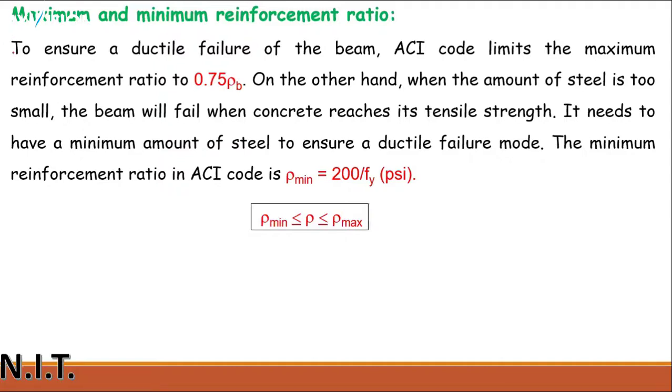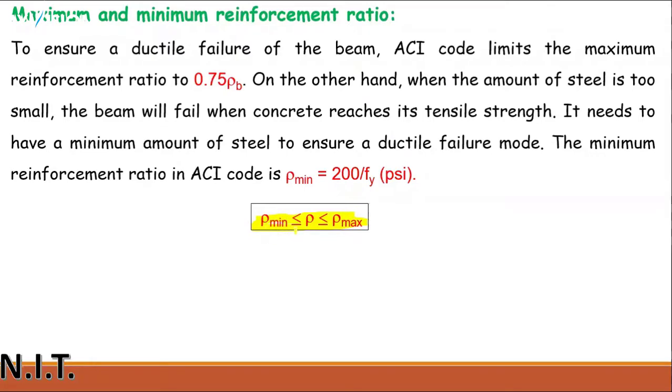Maximum and minimum reinforcement ratio. Your reinforcement ratio should be within this limit. When we are calculating the reinforcement ratio for any beam, for any column, for any type of structure, our reinforcement ratio should be in this limit.